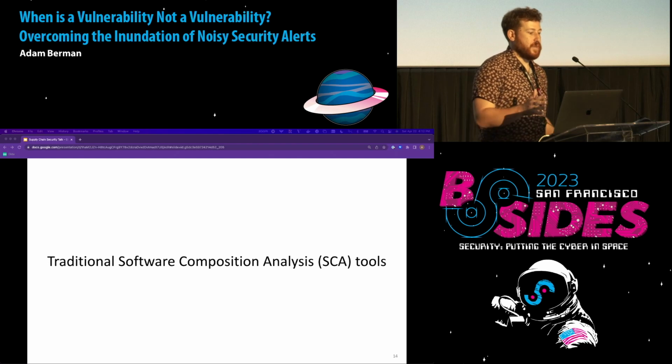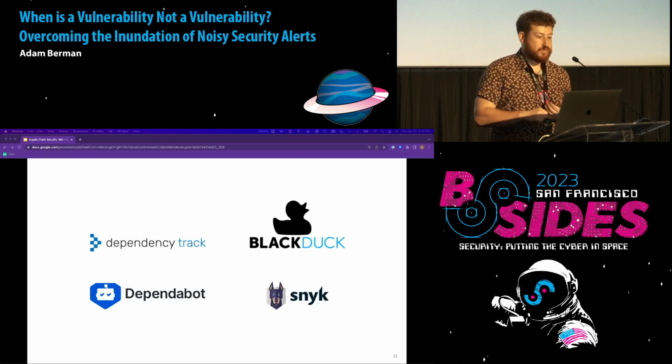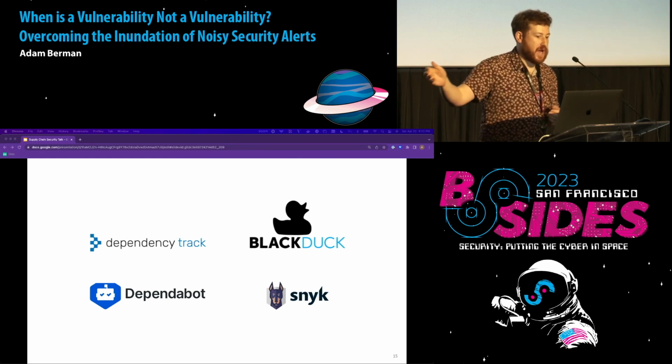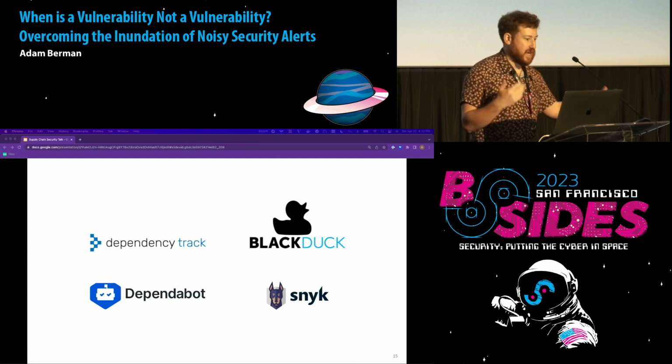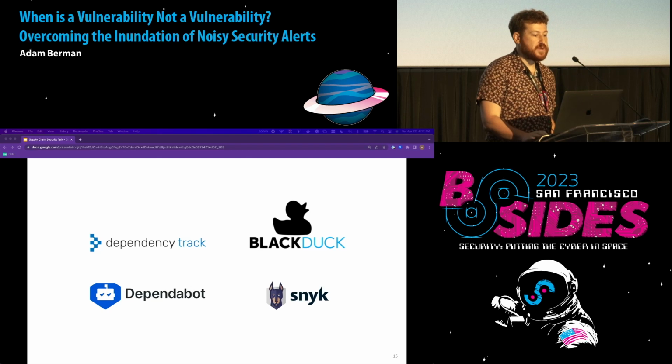So I want to talk about traditional SCA tools. How do they work? There are a lot of tools that most of us might use for SCA. There are free tools like OWASP Dependency-Track and Dependabot. There are paid solutions like Black Duck and Snyk. But fundamentally, these tools are pretty similar when it comes to vulnerability management.